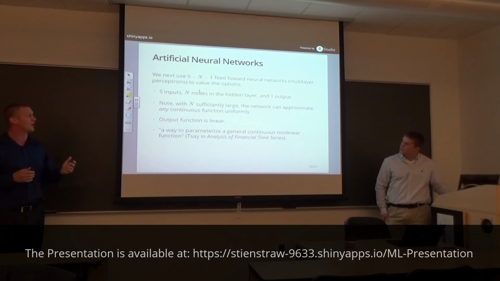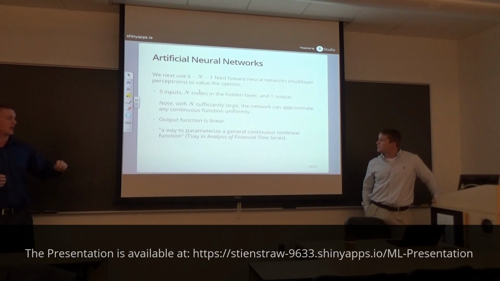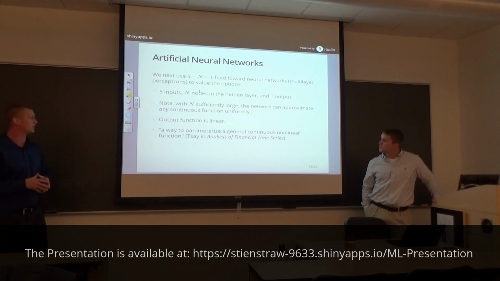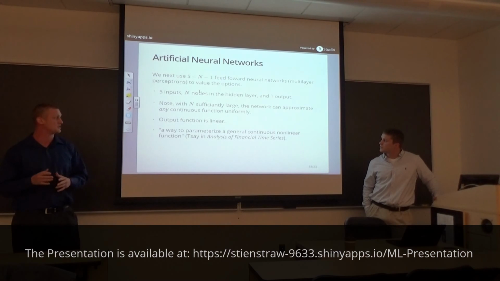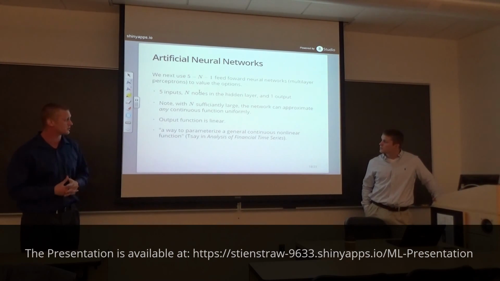Now we want to note that with n, the nodes, sufficiently large, the network can approximate any continuous function uniformly. The output function is linear. And then here's a quote about artificial neural networks: a way to parameterize a general continuous nonlinear function. This is from the analysis of financial time series.